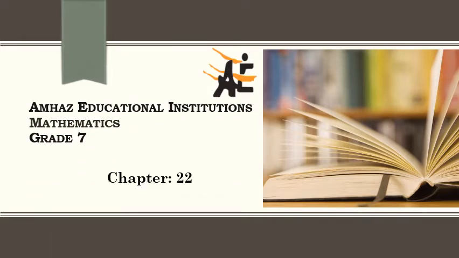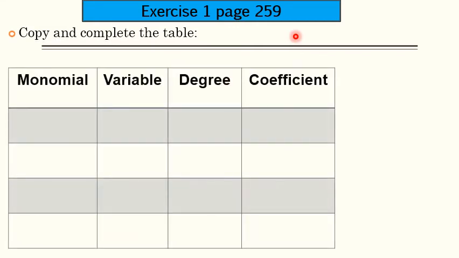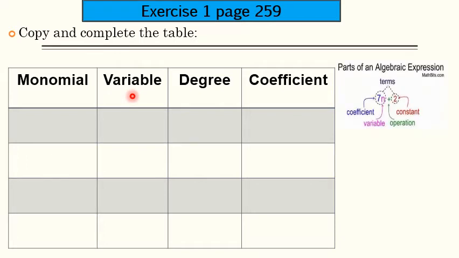Today we will start solving exercises about algebraic expressions, which is chapter 22 on your exercise 1, page 259. Copy and complete the table. Here we have monomials. I have to find the variable, the degree, and the coefficient of each one of them.